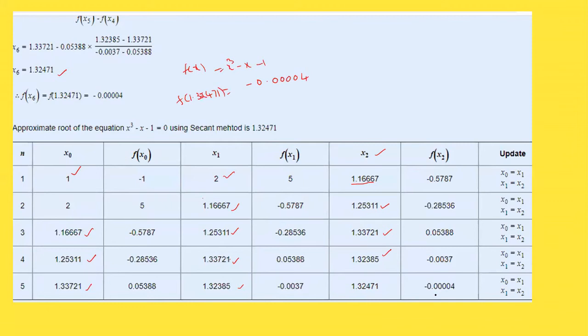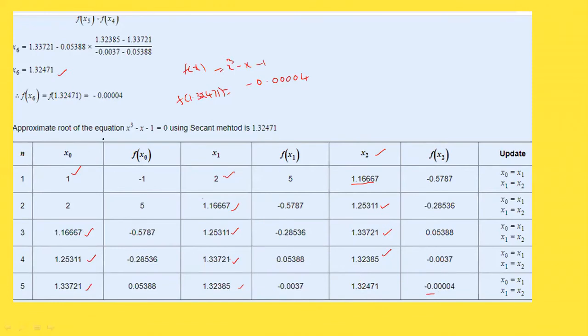Okay, see, you observe here, it is almost 10 to the power of minus 5 accuracy. So if 10 to the power of minus 3 accuracy is needed, okay, if we go on doing the iterations, you will get it is nearing to 0, almost nearing to 0. So we can say that this is the approximate root of your equation. So what is the approximate root of the equation?